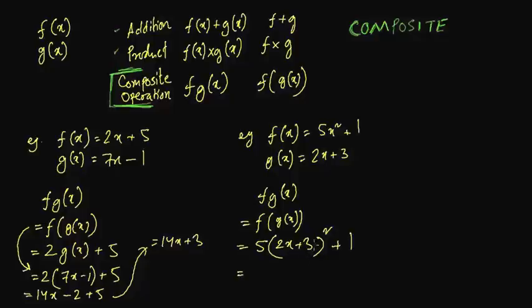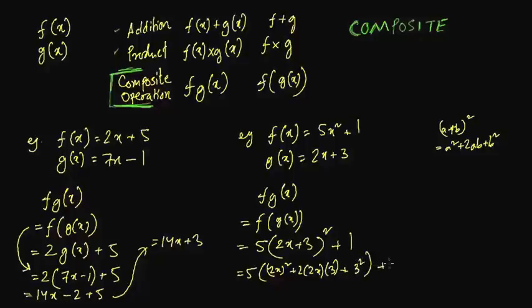Now we can simplify this. In the simple algebra section, where we have expressions, you will find there is a rule called simplifying expressions. This is (a plus b) whole squared, which we write like this: a squared plus 2ab plus b squared. Here a is 2x, b is 3, so it is (2x) squared plus 2 times 2x times 3, plus 3 squared, and there is plus 1.